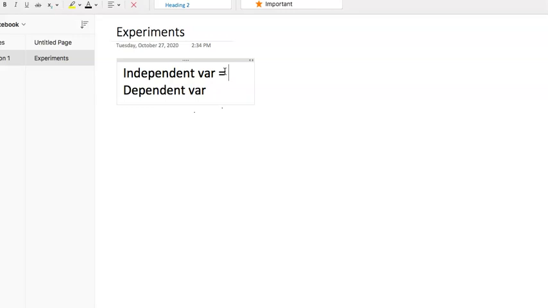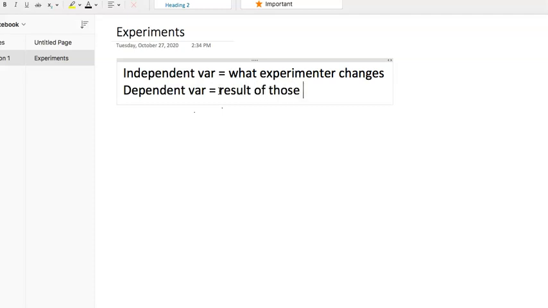Okay, so as far as our basic definitions, the independent variable is what the experimenter changes, while the dependent variable is the result of those changes. That in and of itself will not be the question, right? Any questions you get about independent and dependent variable will be some sort of an example, and they'll say name the independent variable or name the dependent variable or both.